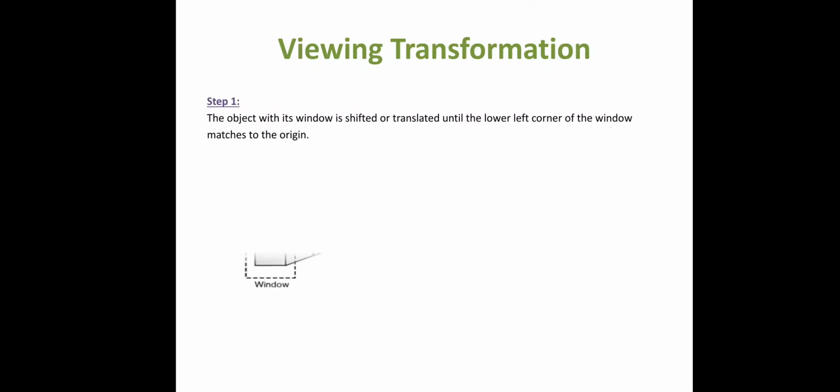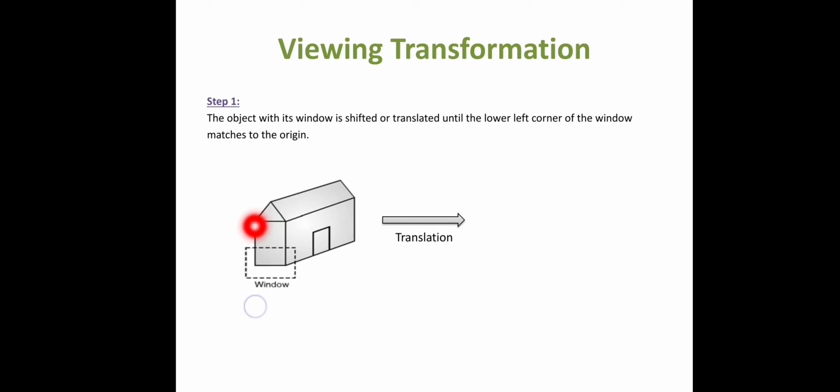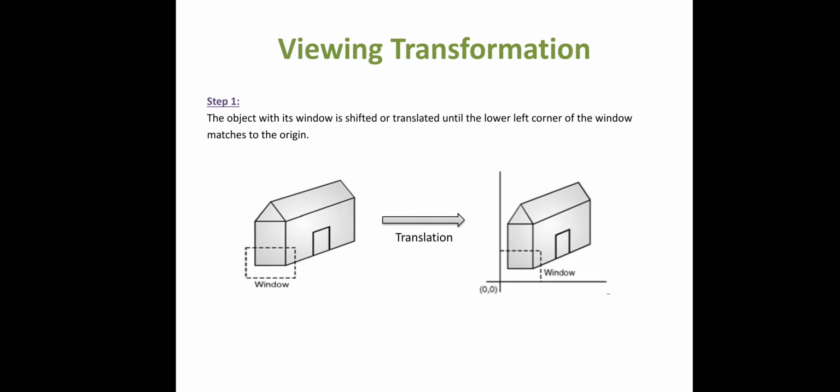So in step 1, the object with its window is shifted or translated until its lower left corner matches the origin. So how are we matching? Suppose this is my window. With that window, what do I have to do? I have to translate that window until its left corner matches the origin of our coordinate system.